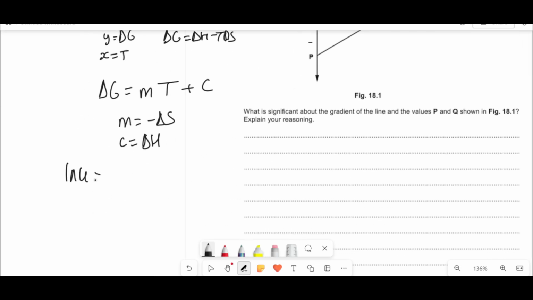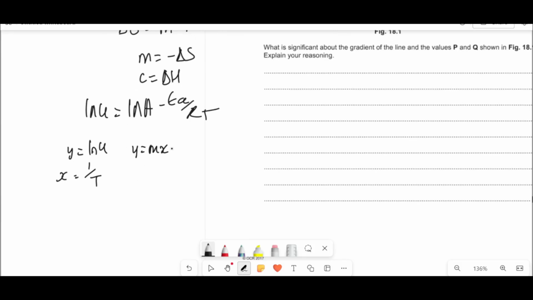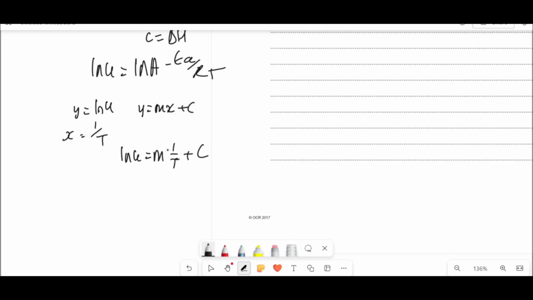The same thing applies for ln k equals ln A minus EA over RT. If they put y as ln k and the x-axis as 1 over T, then compare this to y equals mx plus c. So ln k equals m times 1 over T plus c. Comparing them, this m must be minus EA over R, so the gradient of this line would be minus EA over R. Whatever's left over has got to be c, so c has got to be ln A. So that's how you do these.